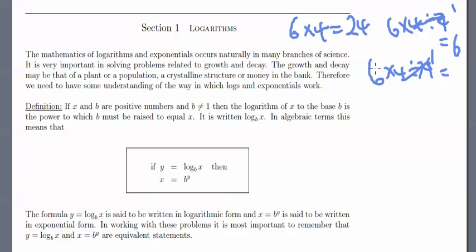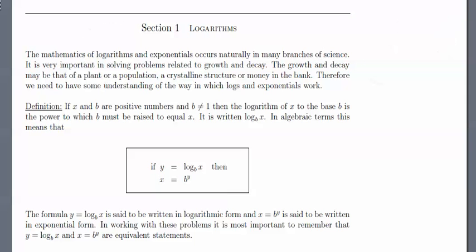Alright, so now back to logs and exponentials. The definition of a logarithm: if x and b are positive numbers and b cannot be 1, then the logarithm of x to the base b is the power to which b must be raised to equal x. It is written log base b of x. In algebraic terms, this means that if y is equal to log base b of x, then x is equal to b to the power of y.